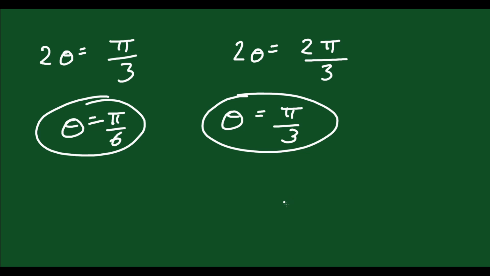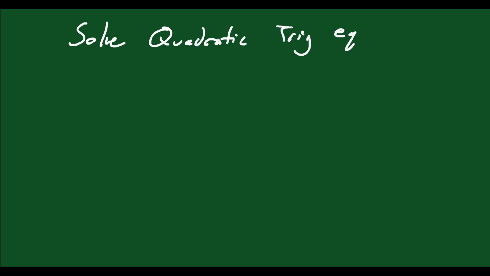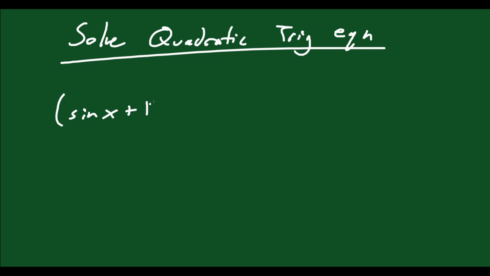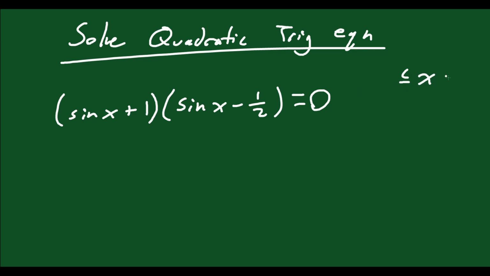Okay, and that's it. Now, what if I want to solve a quadratic trig equation? And you're thinking, what's a quadratic trig equation? Well, let's look at this one. Let's say you have sine of x plus 1 times sine of x minus a half, and that's equal to 0. We're told again that x is defined as being between 0 and 2 pi, because again, we can't have infinite answers. So they define that, and they say, okay, solve for x.